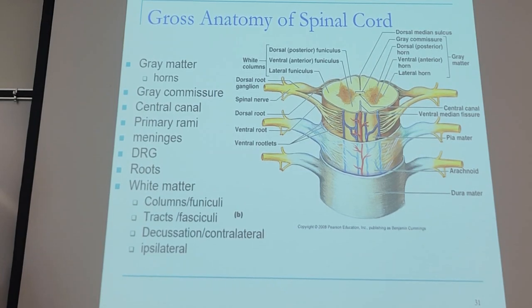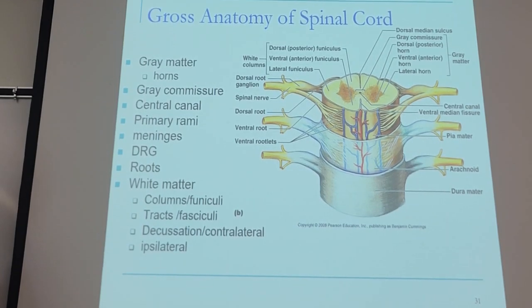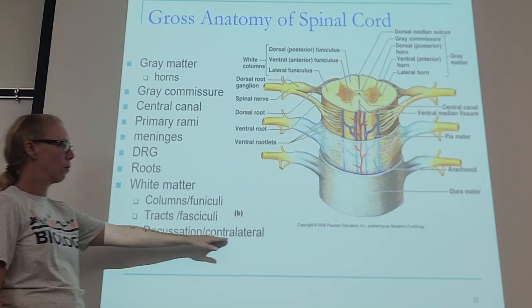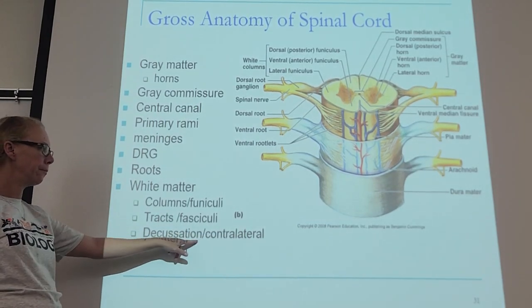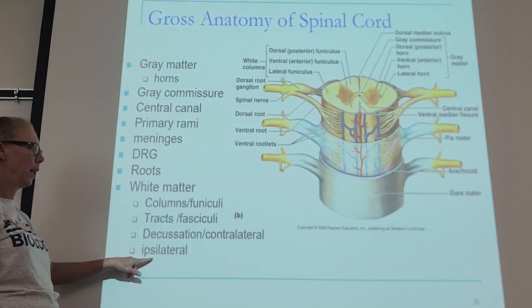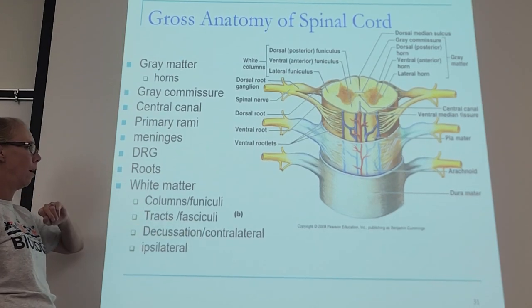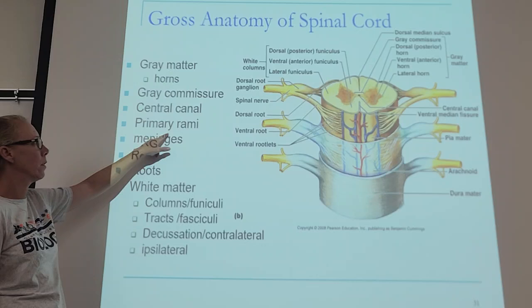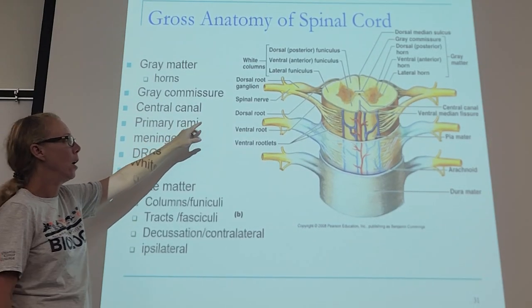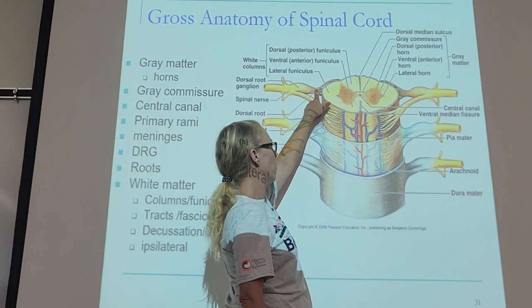So gross anatomy in the spinal cord, again, we've seen most of this. Everything on here we've seen in class, okay? We know now contralateral means a crossing over, which is also called decussation. Ipsilateral means same side, contralateral opposite side. So the only thing that's new here are rami. We haven't talked about rami, okay? We've talked about roots, right?